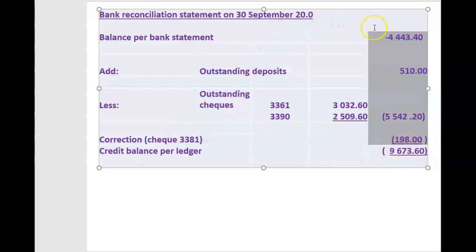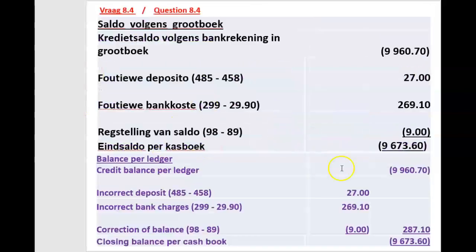So my reconciliation is now complete. The amount that my balance of my ledger account should have been, the 9,673.60, actually corresponds with our actual balance as per the ledger, 9,673.60. So those two amounts are correct. The thing reconciles, and I'm a happy chappy.